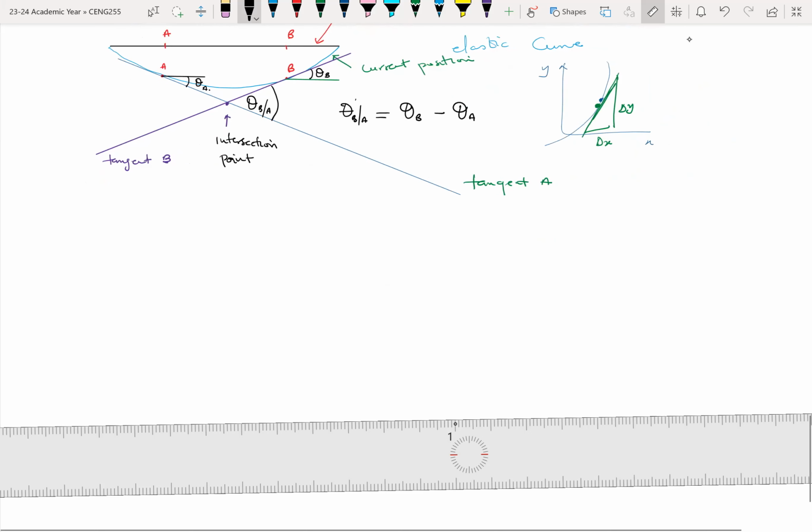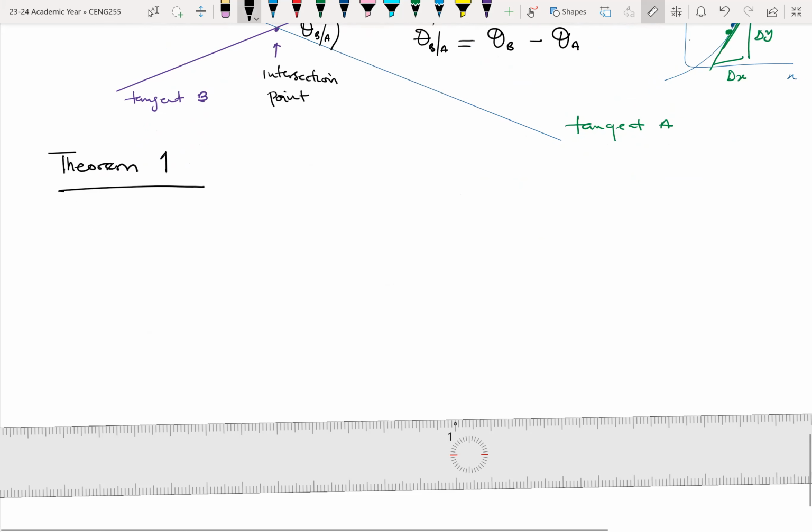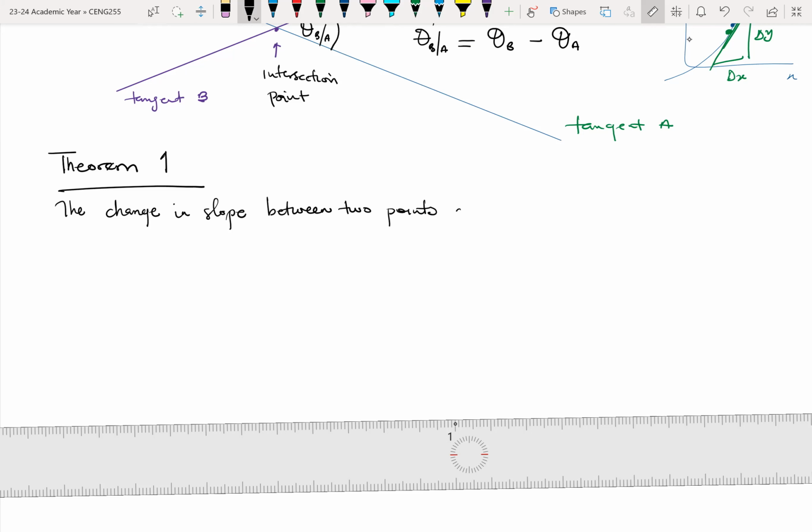And from here, we can formulate the first theorem. Theorem number one says that the change in slope between two points on the elastic curve.